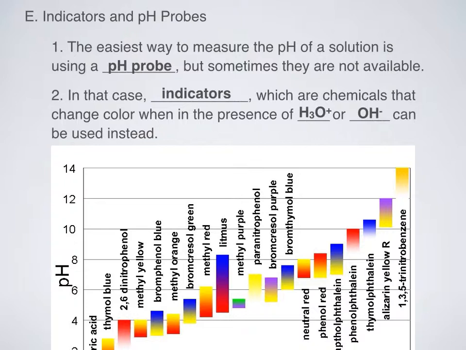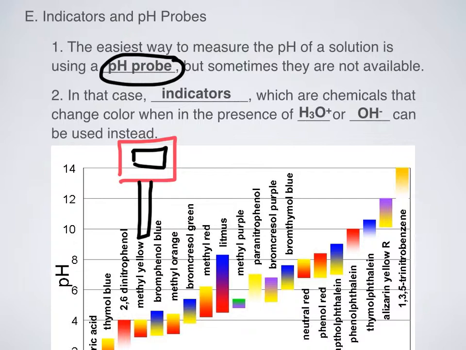So what are we going to talk about first? We have to talk about pH probes because the easiest way, without a doubt, to measure the pH of a solution is to use a pH probe. And here's the thing, our pH probes, they look kind of cheesy and cheap, but they're really not that cheap.